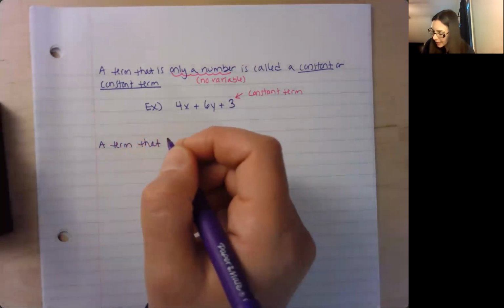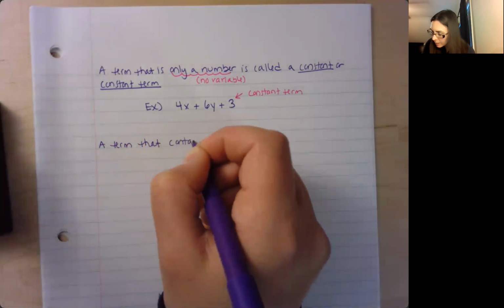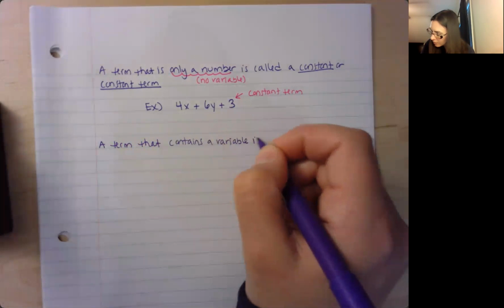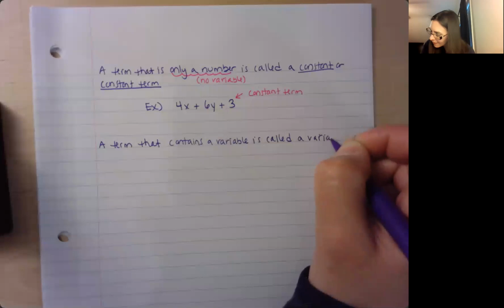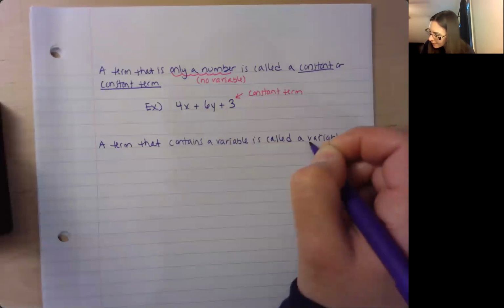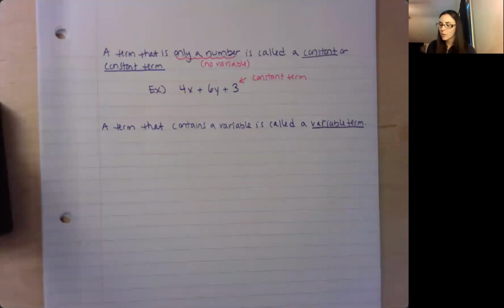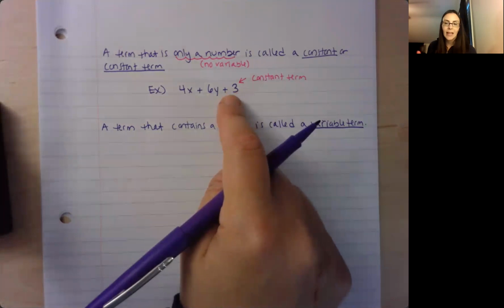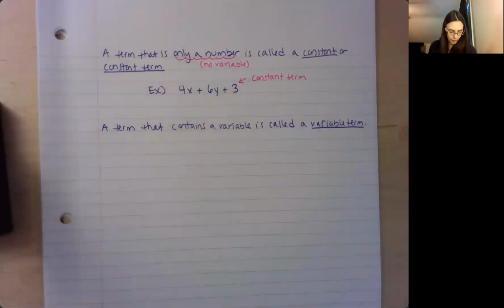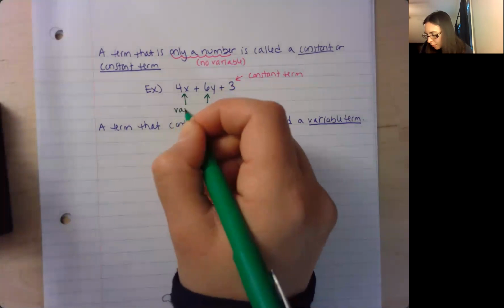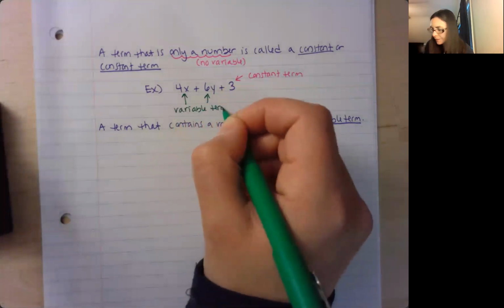A term that contains a variable, take a guess, is called a variable term. And honestly, that's a phrase I don't use very often because they just occur so much. Usually we tend to point out things that are constants, but if it doesn't have just a constant, then it is a variable term. So these two are both examples of variable terms.